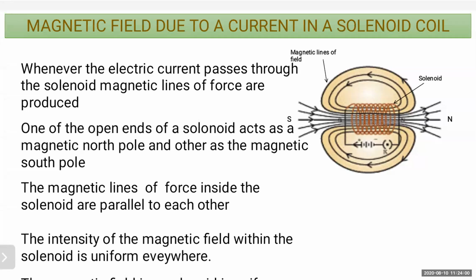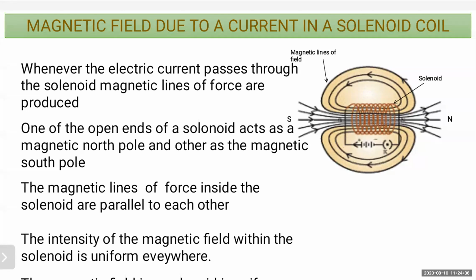Inside the solenoid, the magnetic lines of force are parallel to each other. And within the solenoid, the intensity of the magnetic field is uniform everywhere. That means the magnetic field in the solenoid is uniform everywhere. This is the magnetic field due to the current in the solenoid.